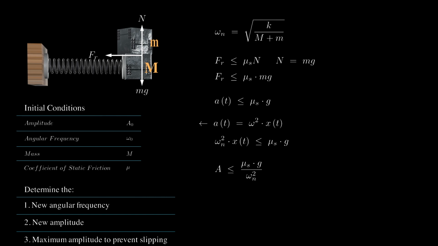Previously, we derived an expression for the angular frequency of this specific spring mass system. By substituting this derived angular frequency into the expression, we can reformulate the equation for the maximum amplitude, as demonstrated here.